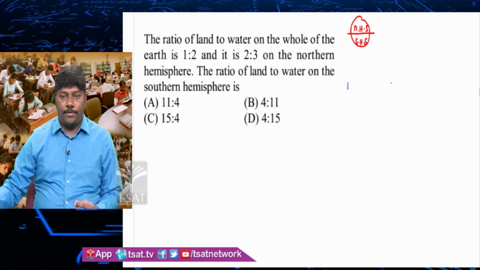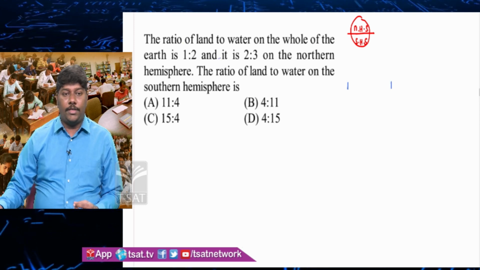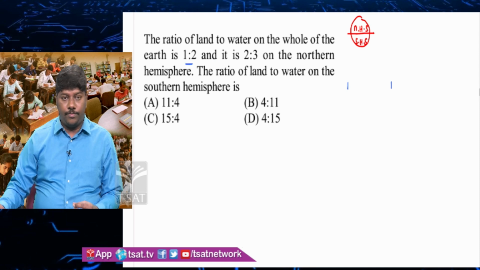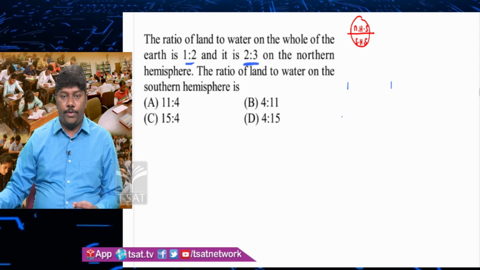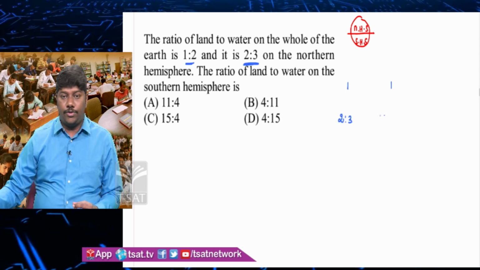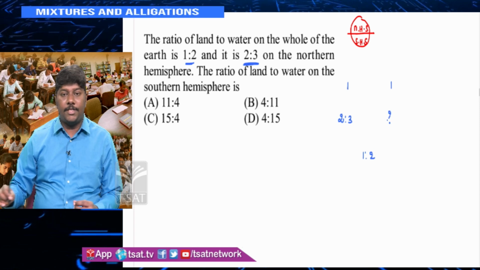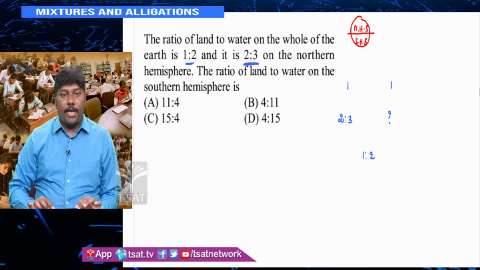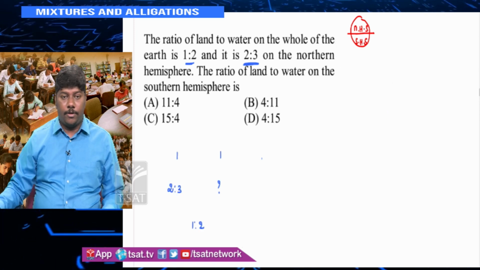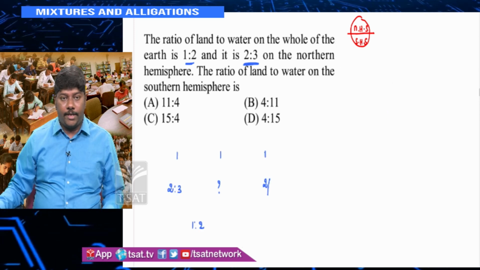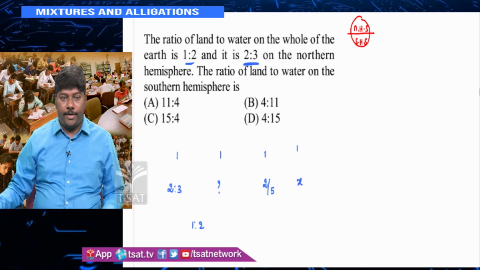1 1. Now see, the ratio of land and water on the whole earth is given as 1:2, and on the northern hemisphere it is 2:3. This is 2:3, this is 1:2. Now what is this ratio he is asking you? What is missing here? Clearly A2 is missing. So first of all, I have to take a fraction here. It looks like 2 by 5, I am taking land. This I don't know, let it be x.